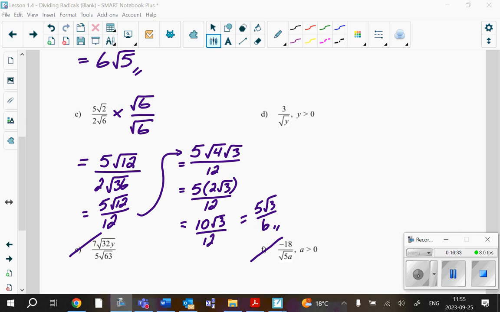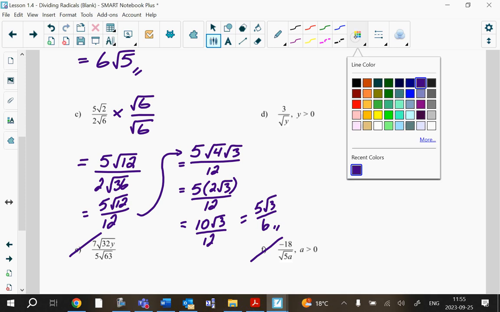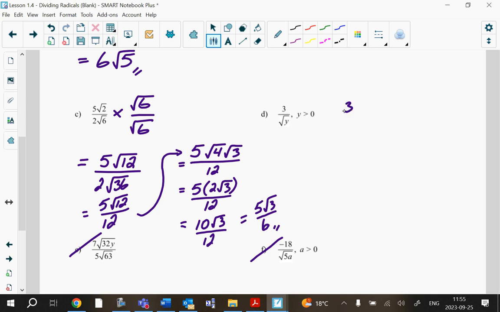What would you do with this one? Times top and bottom by root y. And 3 times root y is just 3 root y. What's root y times root y? What's the square root of y squared? Just plain old y. And I can't go any further.